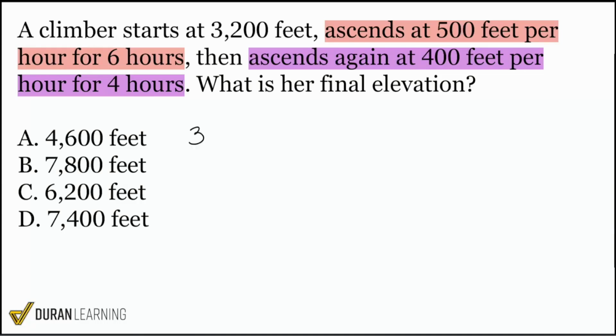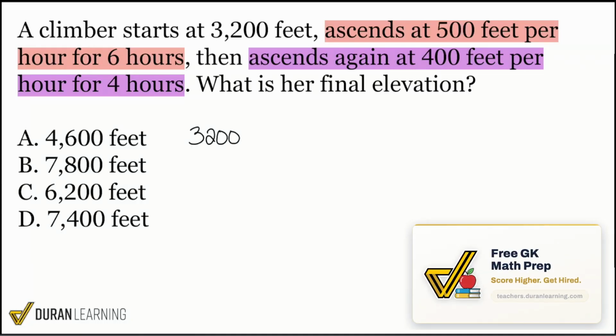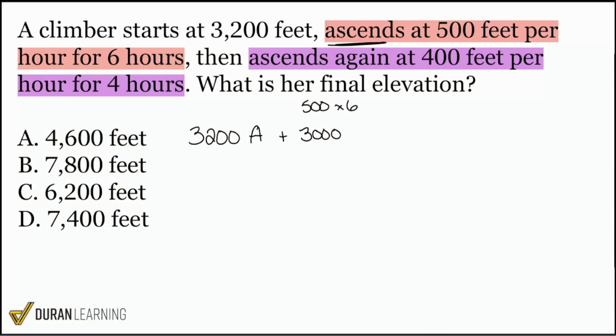So we start off at 3,200 feet in elevation, then ascending at 500 feet per hour for 6 hours. Well, let's figure out what that is. So a rate of 500 feet per hour times 6 hours, that's going to give us 3,000 feet. And we'll be adding that. And then lastly, we're going to be looking at ascending again, and that's at 400 feet per hour, multiplied by 4 hours. So that'll be 1,600 feet.